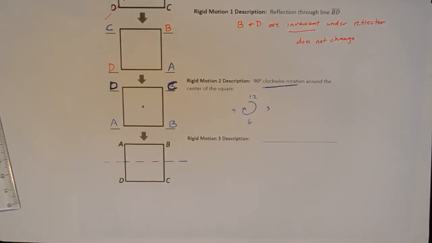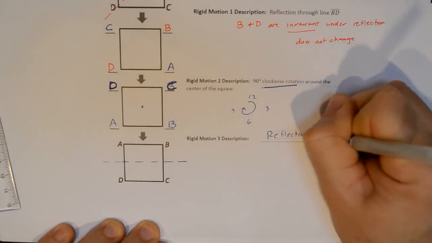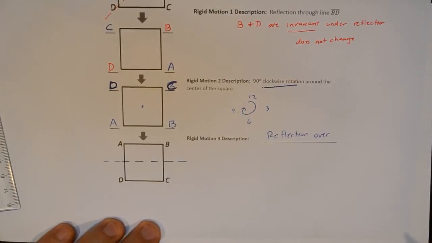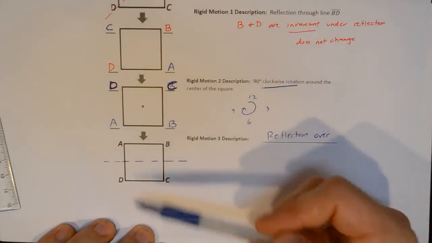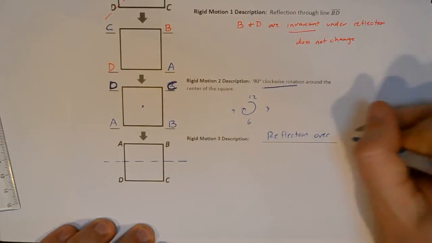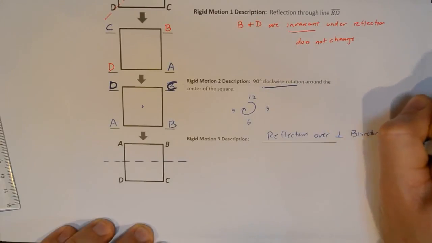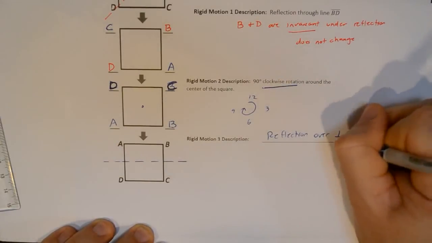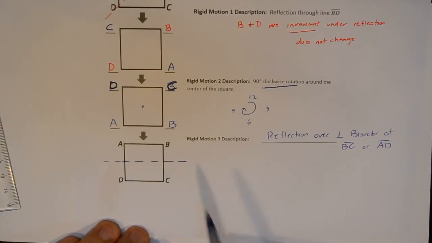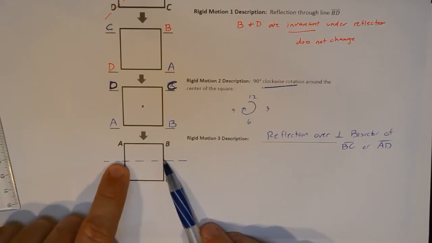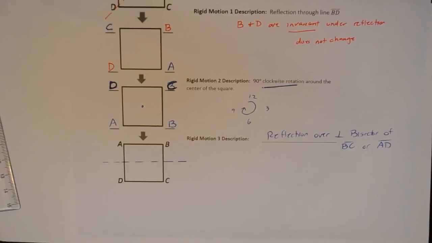So what's our final description? Well, this would be a reflection over, and there's a couple of ways you describe it. Probably the easiest way would be to say the perpendicular bisector of BC or the perpendicular bisector of AD. So reflection over the perpendicular bisector of BC or AD. Another way you could describe it was to say to find the midpoint of BC and the midpoint of AD and connect those with a line. And that would also be the same as the perpendicular bisector.